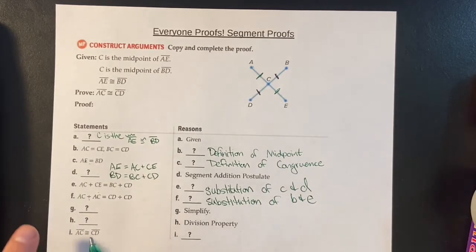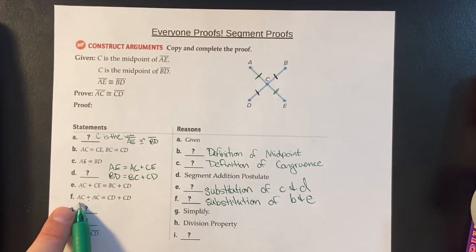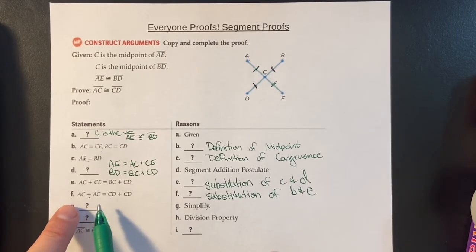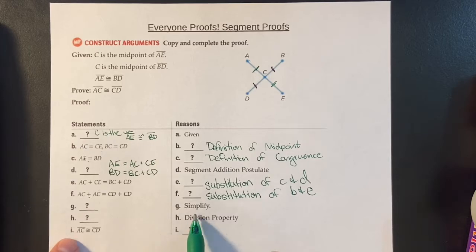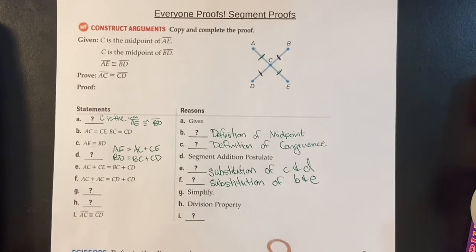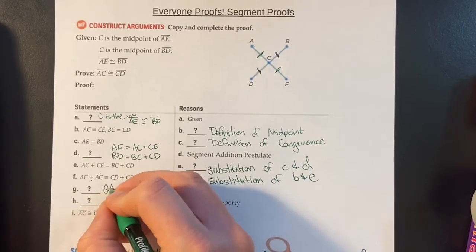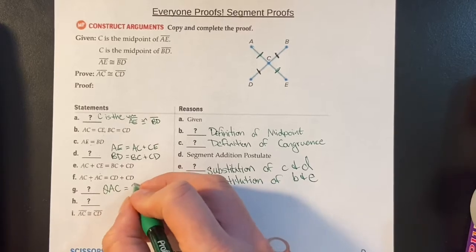Now, I have to make it so that I have AC and AC equals CD and CD. So I have to make my way all the way down here. It tells me what I do is simplify. Normally I use the phrase combine like terms, but if I'm simplifying here, I'm going to take the fact that AC plus AC is 2 of them, and CD plus CD is 2 of them.